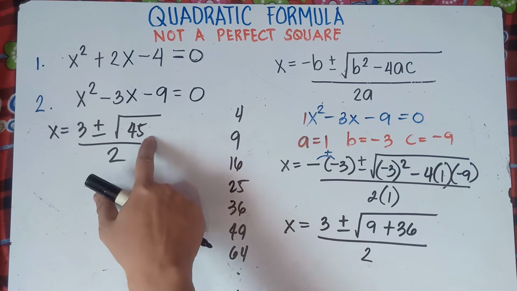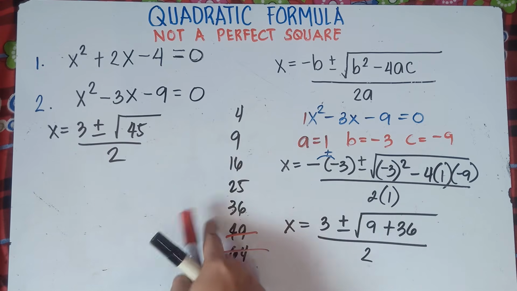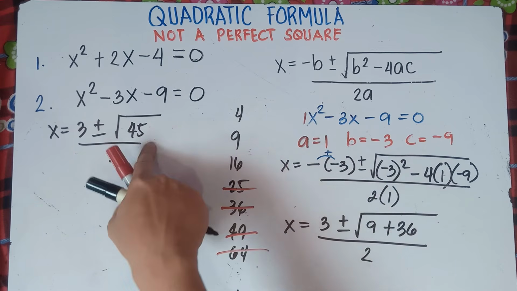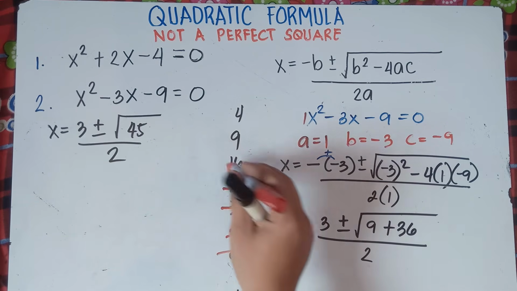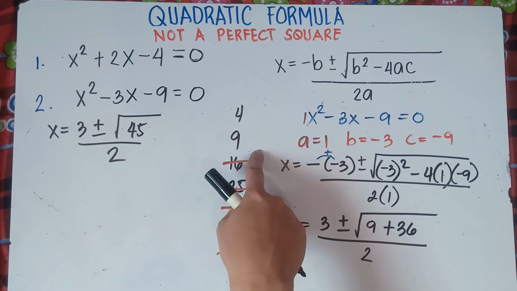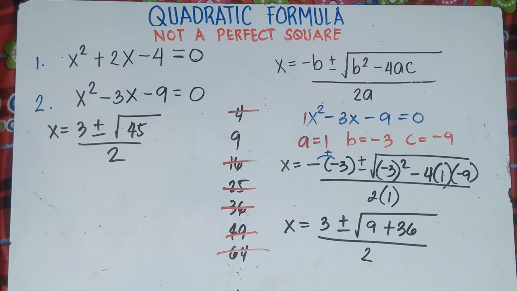So let's divide 45 by 64. That cannot be, so therefore this is not one of the numbers. 45 divided by 49, nope. 45 divided by 36, nope. 45 divided by 25, nope. You will get a decimal. 45 divided by 16, nope. 45 divided by 9, yep. We can divide 45 by 9, right? And 45 divided by 4, nope, we cannot divide. So that's how I find it, class.